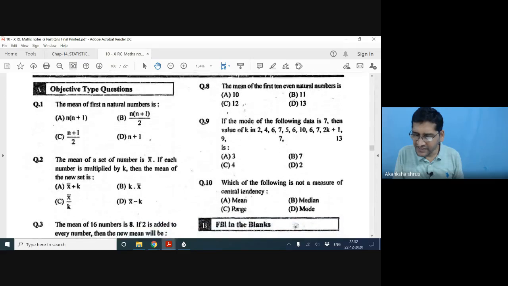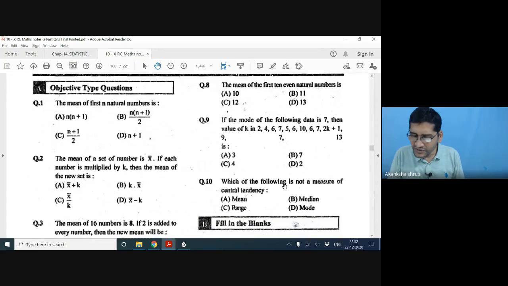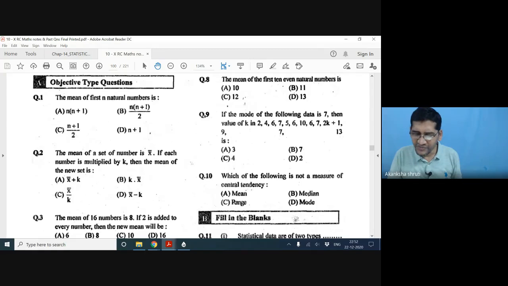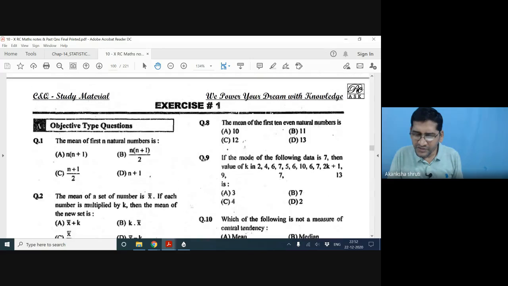Students, see here, question number 10. Which of the following is not a measure of central tendency? Mean, median, mode, and range. So range is not a measure of central tendency. Mean, median, mode are the measures of central tendency. The question is asked, not the measure. So C is the correct option. Mode, you have to leave it.